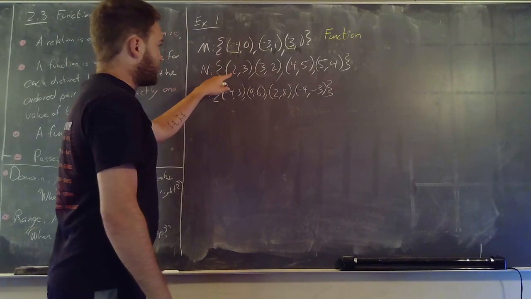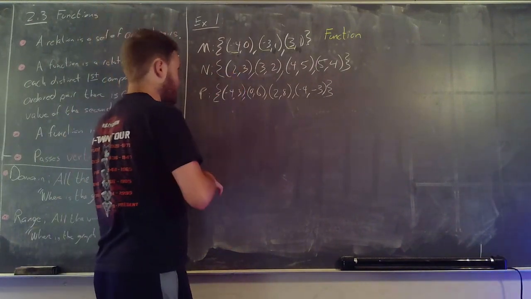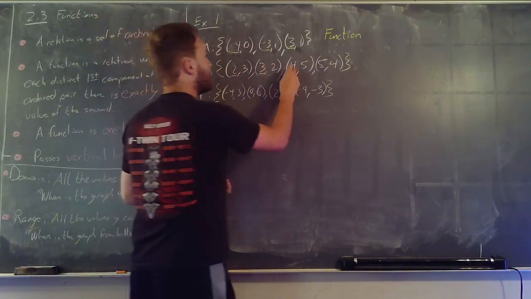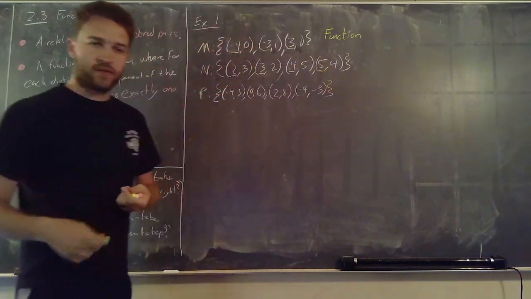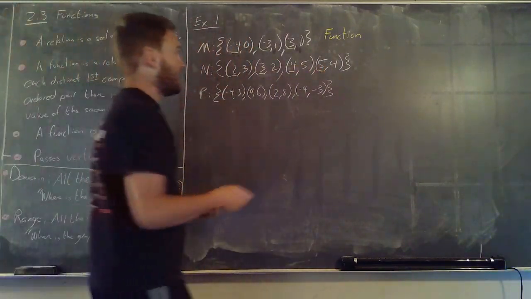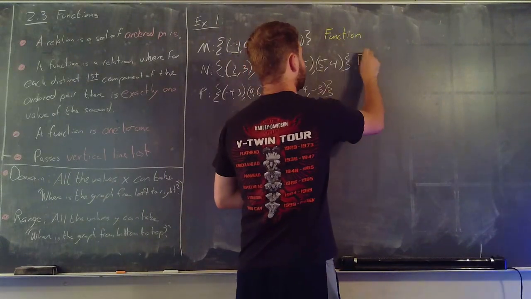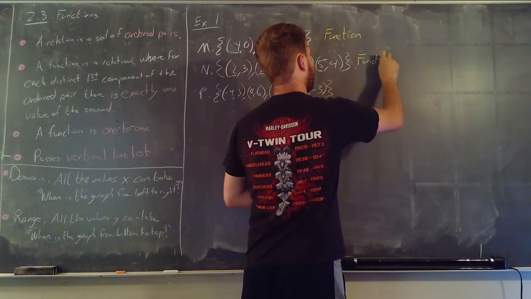Now, if I'm going to look at just the x values, I'm going to notice that I have a 2, a 3, a 4, and a 5. None of those x values repeat themselves, and so this relationship n is in fact a function.